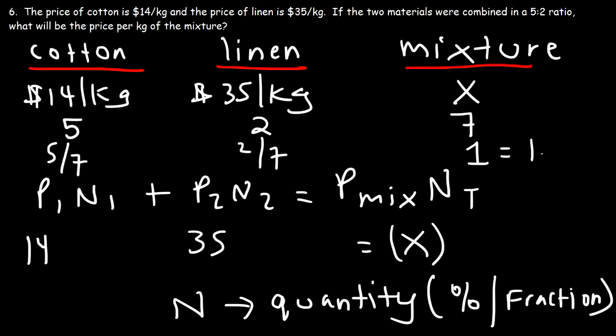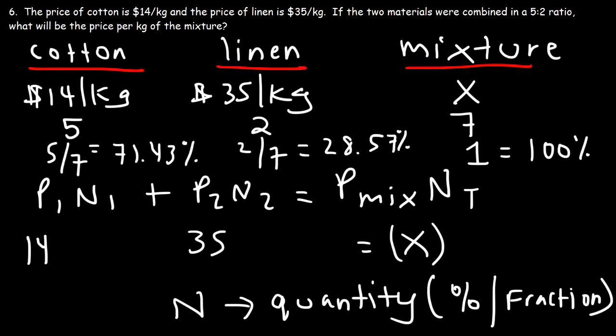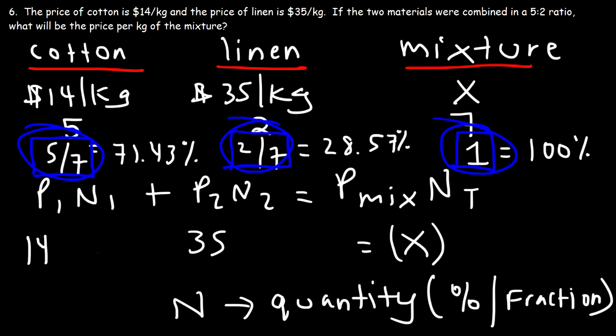So as a percentage, 1 is 100%. Now, the fraction 2 over 7 as a percentage, if you divide 2 by 7 and then multiply by 100%, you'll get 28.57%. 5 over 7 as a percentage is 71.43%. So you could use percentages or fractions and you could still get the right answer. But I'm going to use 5 over 7 for N1, 2 over 7 for N2, and 1 for N total. As you can see, 5 over 7 plus 2 over 7 adds up to 1.